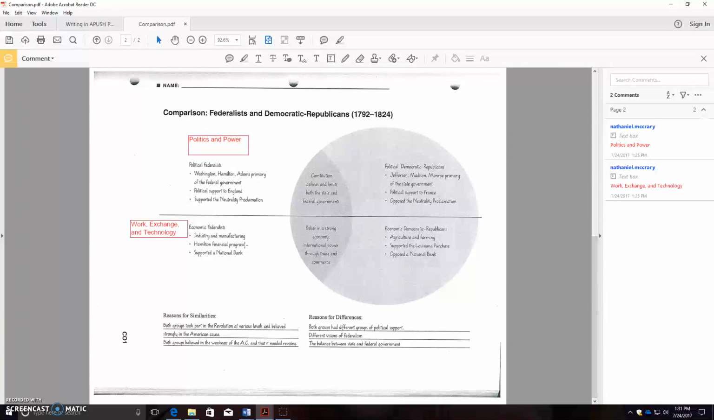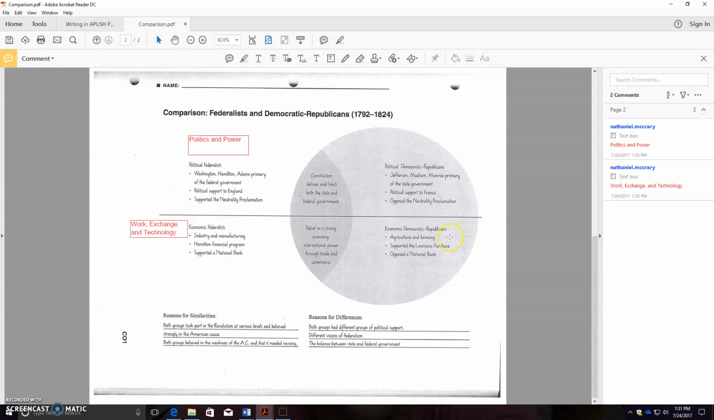Okay, so the Federalists were very much for industry and manufacturing and a national bank that would control all smaller banks and therefore would be able to provide stability in the banking system. On the flip side, the Democratic Republicans were very much farmers and agriculturalists. Okay, they believed in farming and growing, and that's what would make America great.